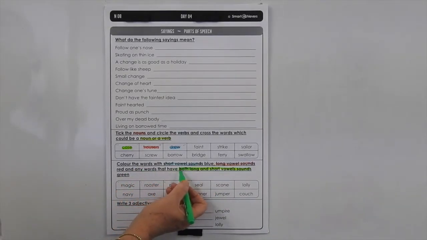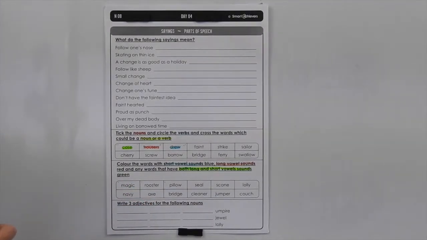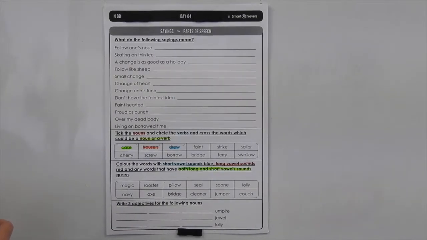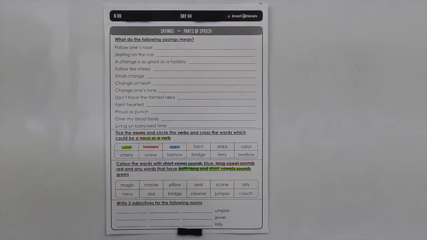Okay, down the bottom here we're going to colour the words with short vowels blue, long vowels red, and any words that have both long and short vowel sounds green. So your short vowel sounds are a, e, i, o, u, and your long vowel sounds are A, E, I, O, U. So when a letter says its name, it makes a long sound, and when you say it, it actually goes for a long time. So if you say the vowels A, E, I, O, U, you'll notice that no part of your mouth touches another part of your mouth. That's what makes a vowel.